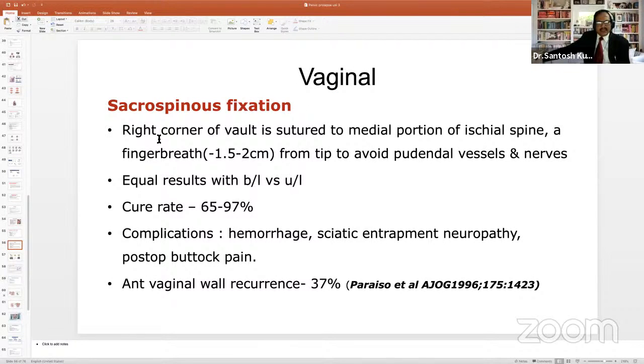Sacrospinous fixation is the process in which the right corner of the vault is sutured to the medial portion of the ischial spine. So the vault is coming down, you can feel the ischial spine and fix the vault to the ischial spine. But it is associated with other problems because the nerve is also related to the ischial spine, and complications like hemorrhage, sciatic nerve entrapment, and post-op buttock pain are one problem. And anterior vaginal wall recurrence is also common.